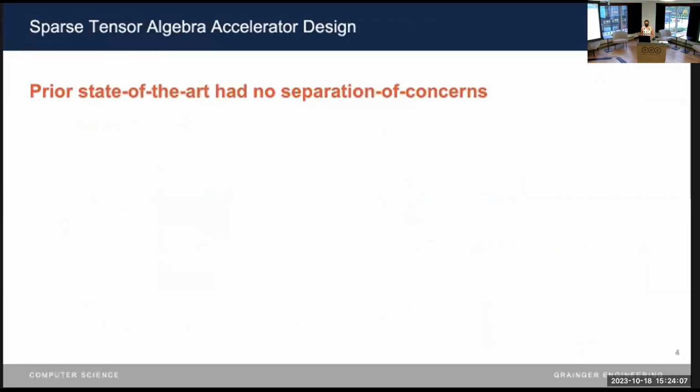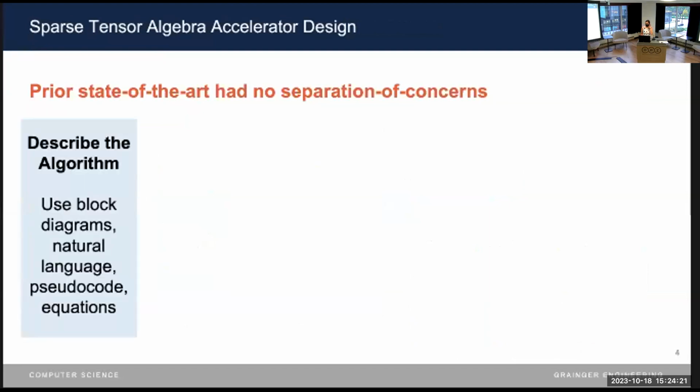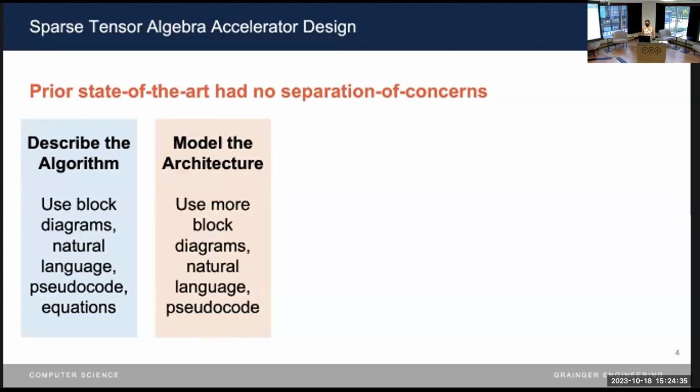Without this separation of concerns, it's difficult to perform apples-to-apples comparisons between existing designs or evaluate the impact of proposed design changes. This results in the following accelerator design methodology we see today. First, one must describe an algorithm. Prior state-of-the-art uses block diagrams, natural language, pseudocode, and sometimes equations to do so. The specific sparse tensor formats are usually entangled within these descriptions. They also use tools to model the architecture, including its microarchitectural components and memory hierarchy.